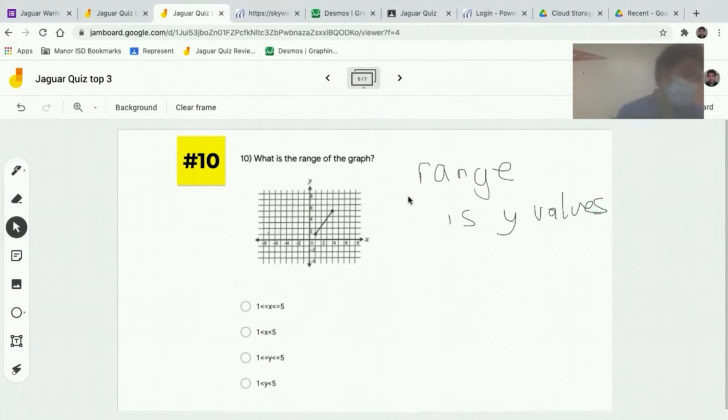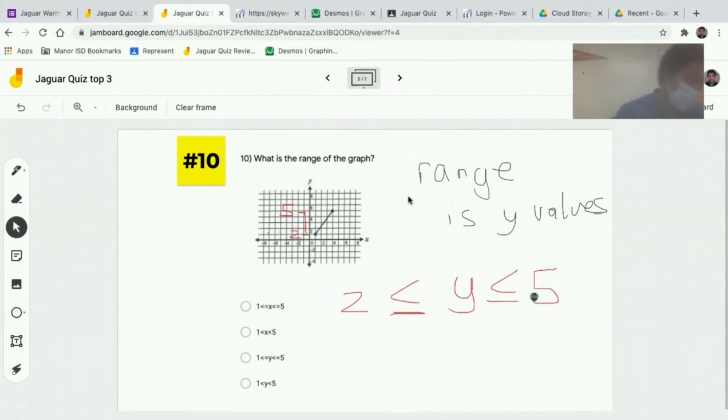So how far does it go on the x-axis? You can see it goes from 2 on the x-axis all the way up to, looks like around 4 or 5. So it goes from y equals 2 to y equals 5. So we'll write 2 less. In this case, since it's a black dot, instead of saying less than, we'll say less than or equal to. And then it will be y, that's y values, less than or equal to 5.